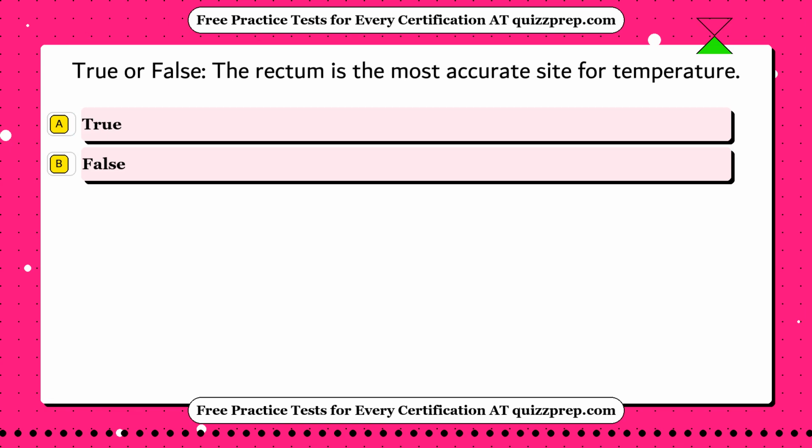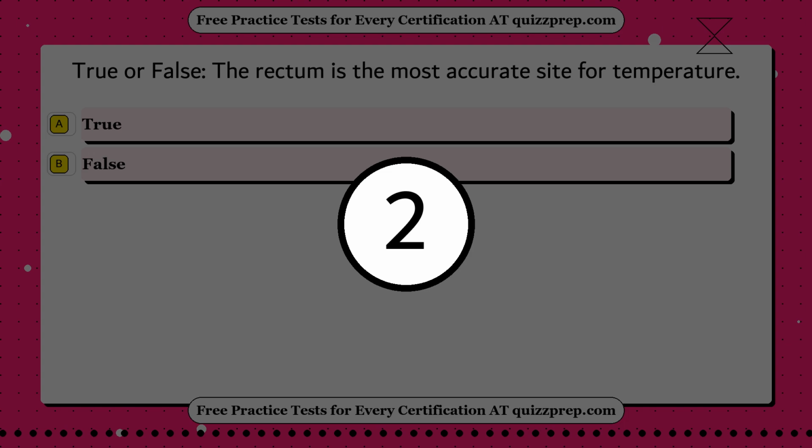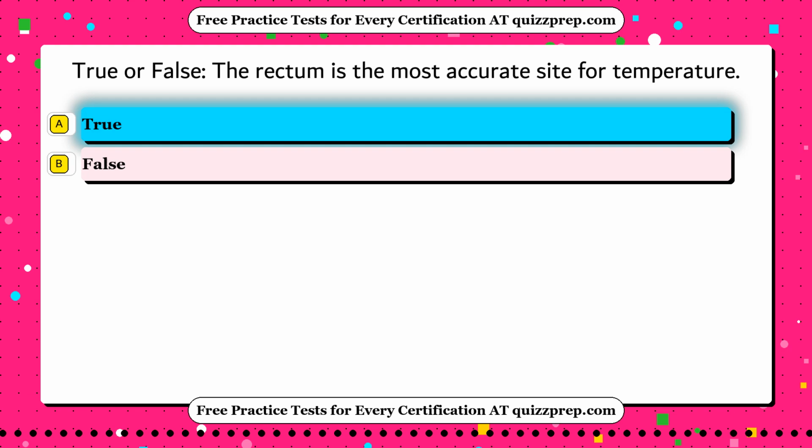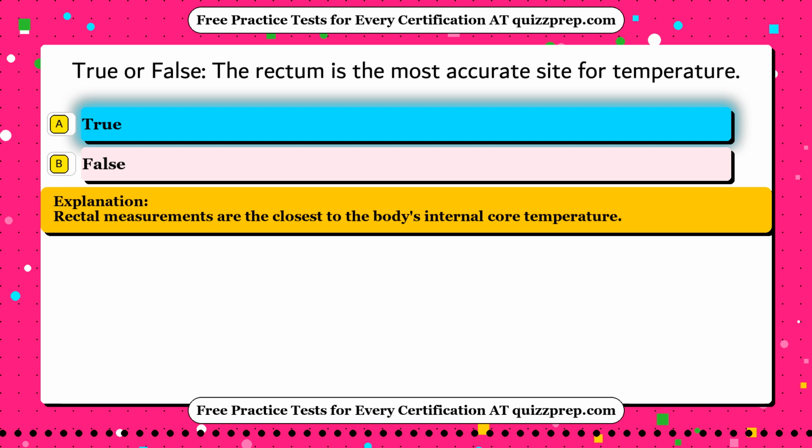Question 142. True or false, the rectum is the most accurate site for temperature? Option A, true. Option B, false. The correct answer is option A, true. Rectal measurements are the closest to the body's internal core temperature.